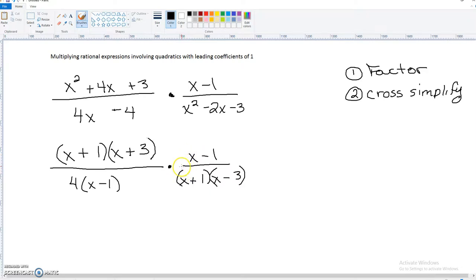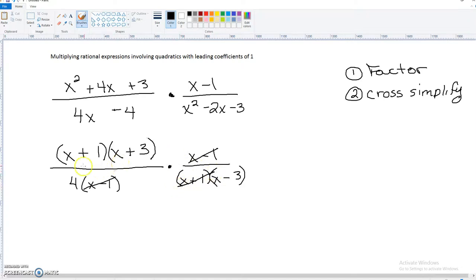So once we have factored, then we're going to go through and cross as many things as we can out. So if you look here, this and this are similar, so we can cross those out. And they have to be one in the numerator and one in the denominator, okay? And they could be stacked above each other as well. But they have to be one on top, one on bottom for them to cancel.